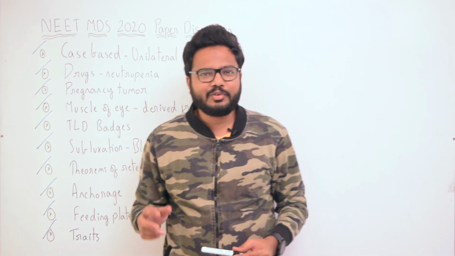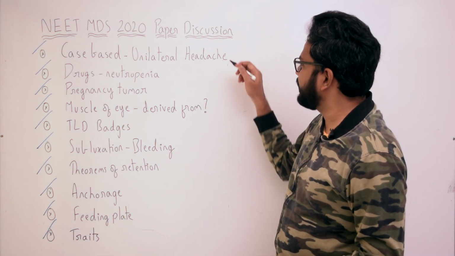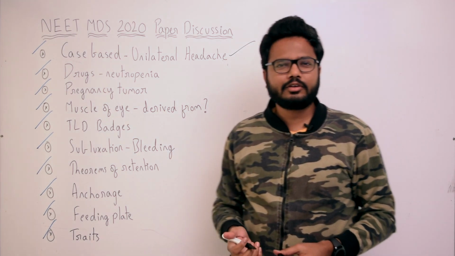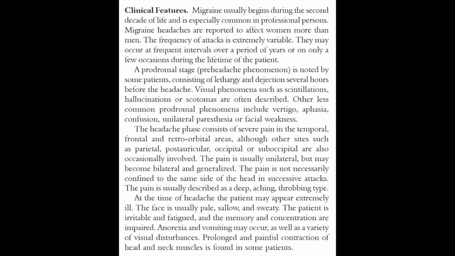In this video, let's focus on the following topics, starting with a case-based question pertaining to unilateral headache. I guess these were the options: trigeminal neuralgia, cluster headache, migraine, etc. If you look into the question, they might have mentioned the age of the patient, the sex, etc. Based on the given keywords, I think migraine might be the more appropriate answer.